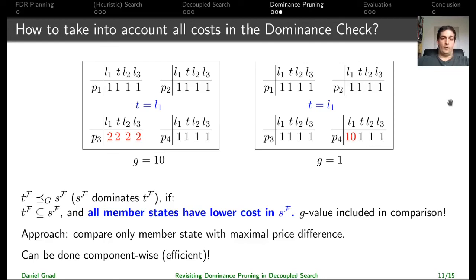So the important thing here is that we can do this really component-wise. Per component, we look for the leaf state where the difference is maximized. Then we sum up all these maximal differences and see if they are lower than the difference in g-value.